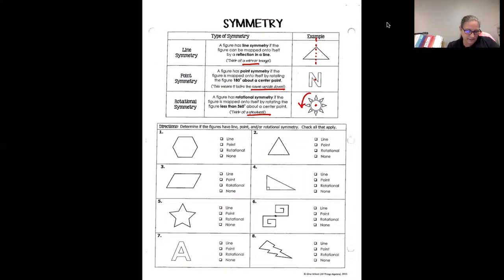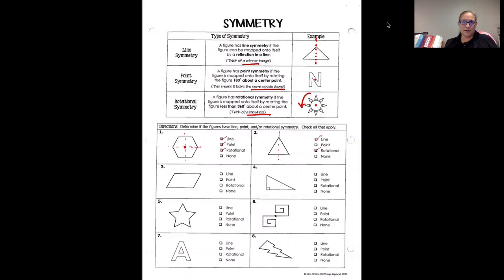We can cut that hexagon in half this way or this way, so it definitely has line symmetry. We can rotate that figure just a little bit and it's going to look the same, which allows us to have point and rotational symmetry. Problem number 2, we have line symmetry down the bottom. Line symmetry is the easiest to me. And we also have rotational symmetry because we can take that triangle and rotate it less than 360 degrees, and it still looks the same.